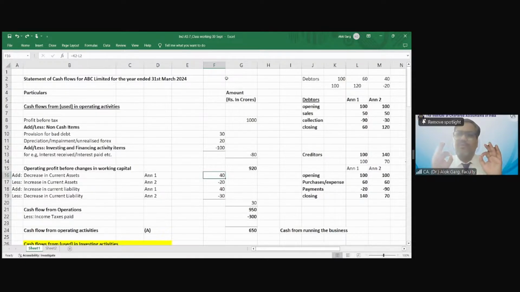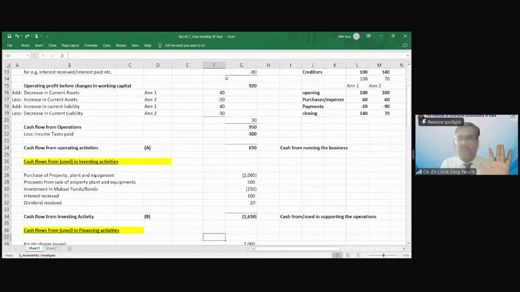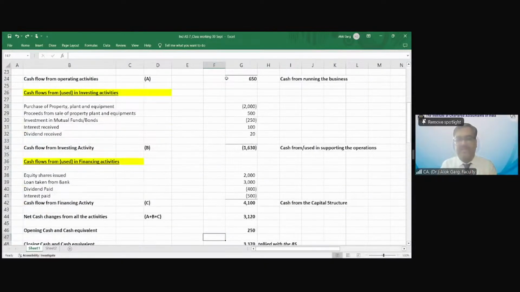So you just need to think the simple logic I can give you. You just need to think what is the cash which has been received and what is the cash which has gone out. Simple. And whether that adjustment is there either here or here. You just need to think about. That's all. Okay. So friends, this is cash flow from operating activity, investing activity, and financing activity.